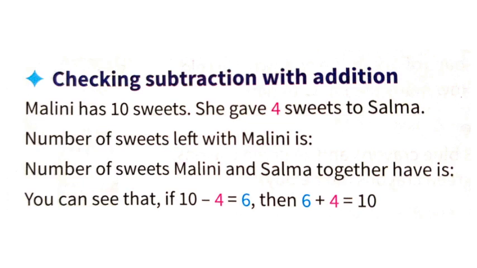Let's check if the answer is correct. The number of sweets Malini and Salma together have is 6 plus 4, which equals 10. So you can see that if 10 minus 4 equals 6, then 6 plus 4 equals 10.